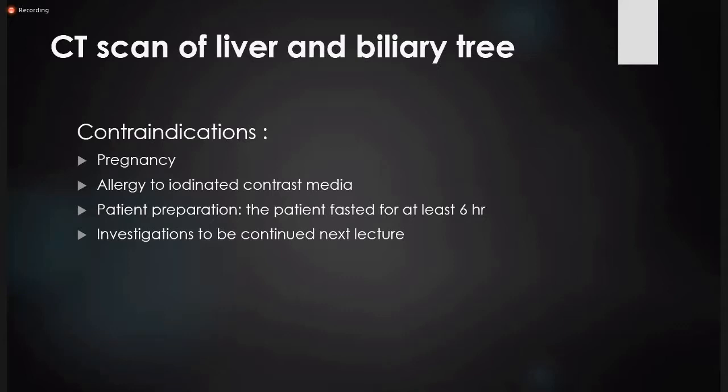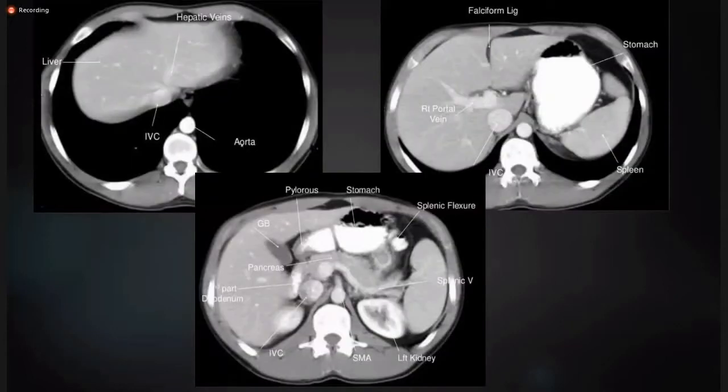This is how a CT scan of the liver and biliary system looks like. This is a normal CT scan. The first picture shows you the liver and then the hepatic veins, which are seen as white because they have contrast in them. The next picture shows the liver and then the portal vein. And the last picture shows you the gallbladder, the cystic structure, the black structure. This is the gallbladder.